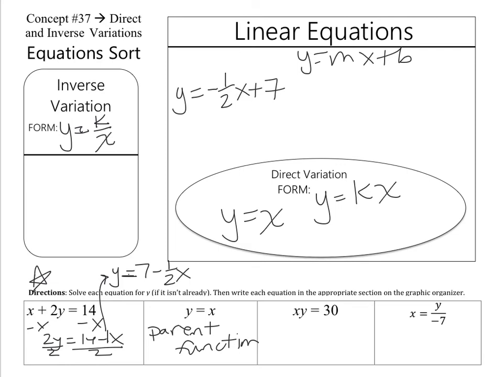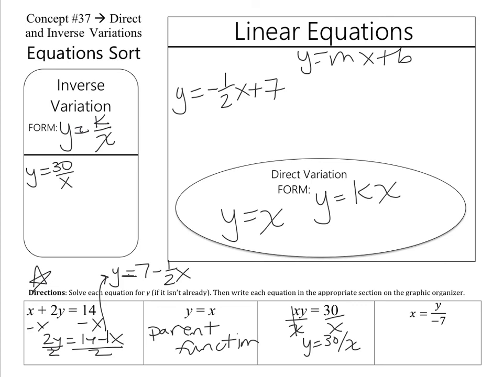x times y equals 30. Well, we have to get y alone to be able to decide. So we're going to divide both sides by x, and you get y is equal to 30 over x. Well, that one's inverse. So we're going to put y equals 30 over x inside the box. So put the y equals form inside the equation. That way I know you've actually solved them for y.